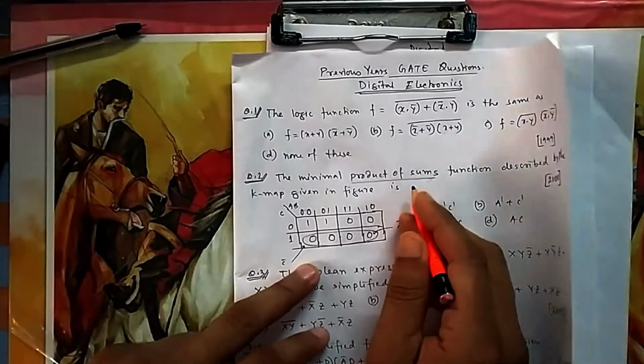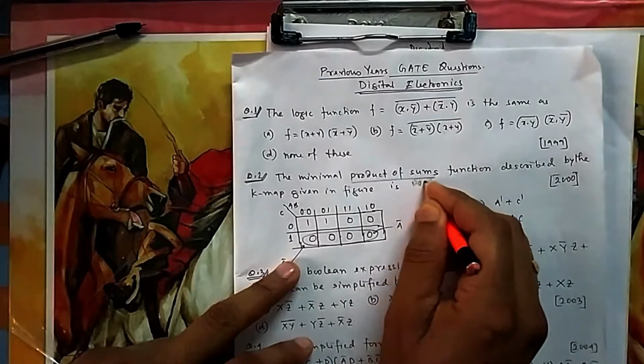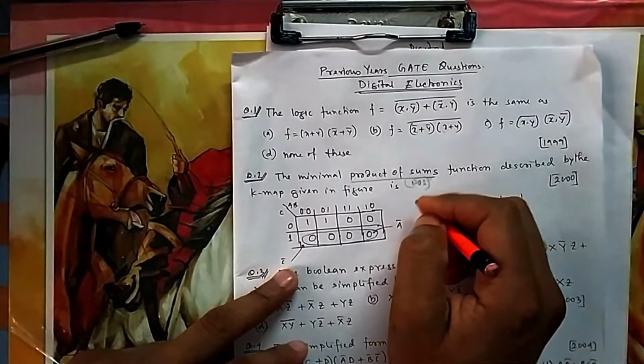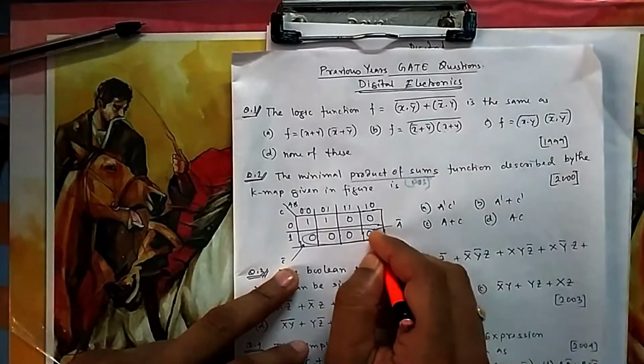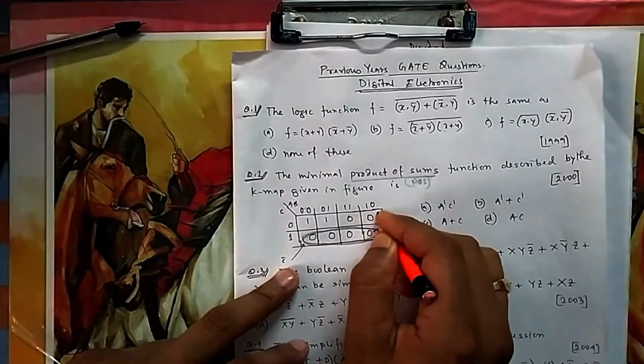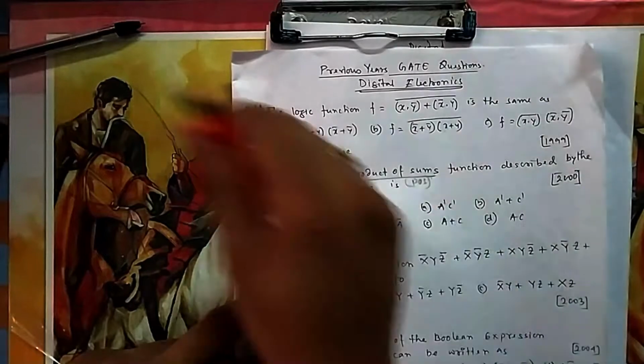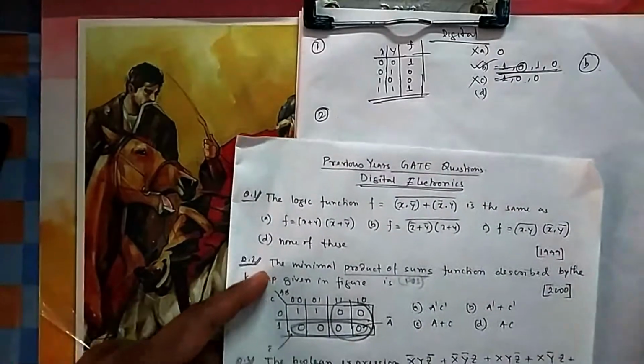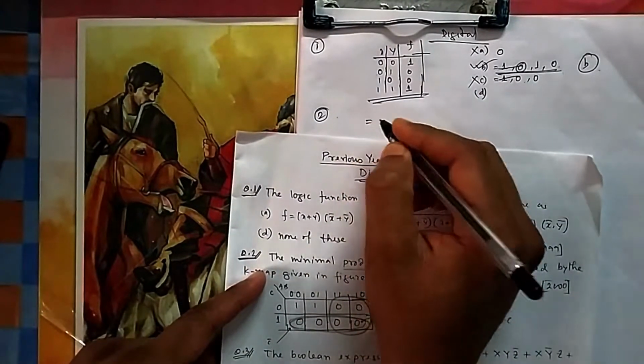So for SOP we take 1s, and this is POS they are asking. So for POS we will take zeros. All the zeros we will take. So you can take one quad of this fashion. You can take one quad of this fashion. So you can write it down from the K-map. Okay. So if you write it down from the K-map, what will be your expression, then simplification.